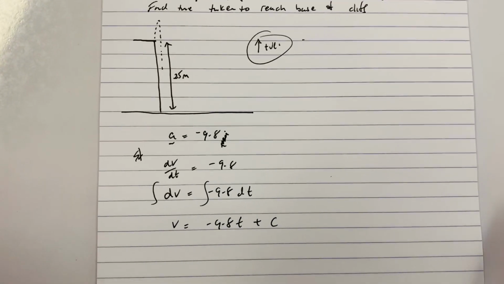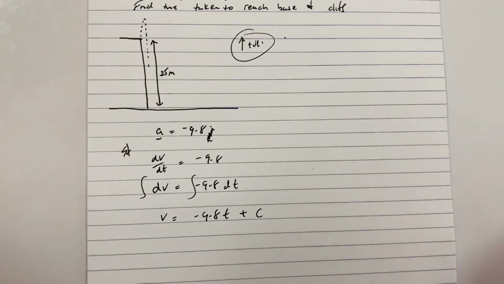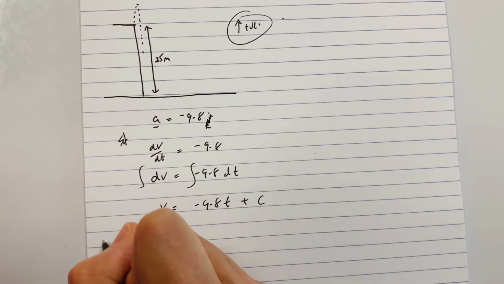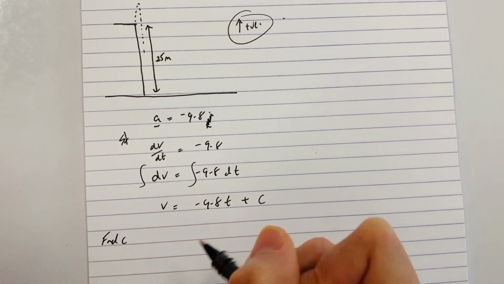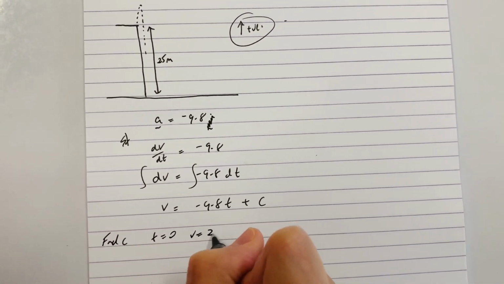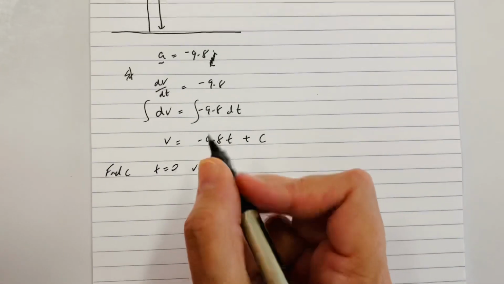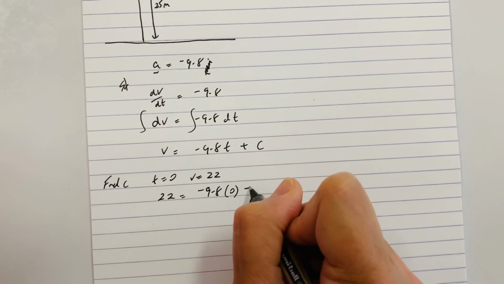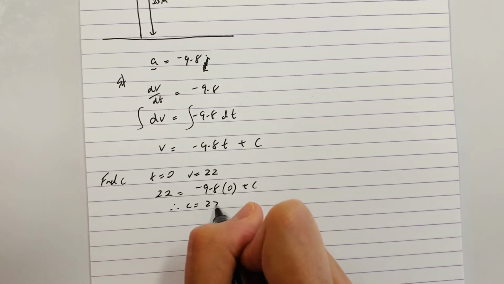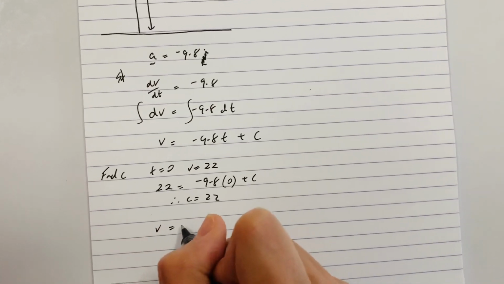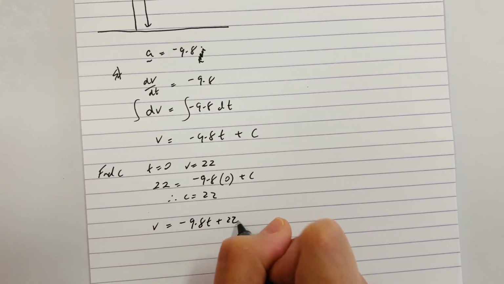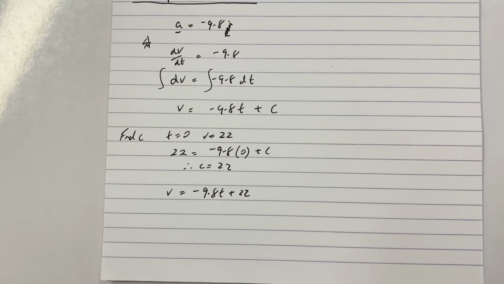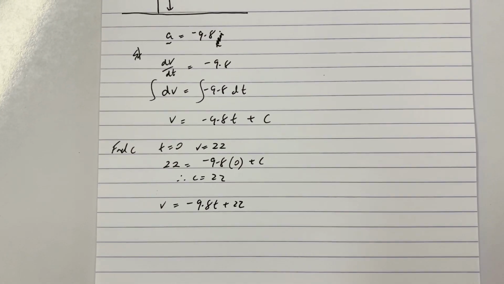Straightforward integration. Now we were told the initial projection was 22 metres per second up, so that's positive. So to find c, when t equals 0, v equals 22. So we're going to have 22 equals negative 9.8 times 0 plus c. Therefore c is 22. So v equals negative 9.8t plus 22. So we get to our velocity.